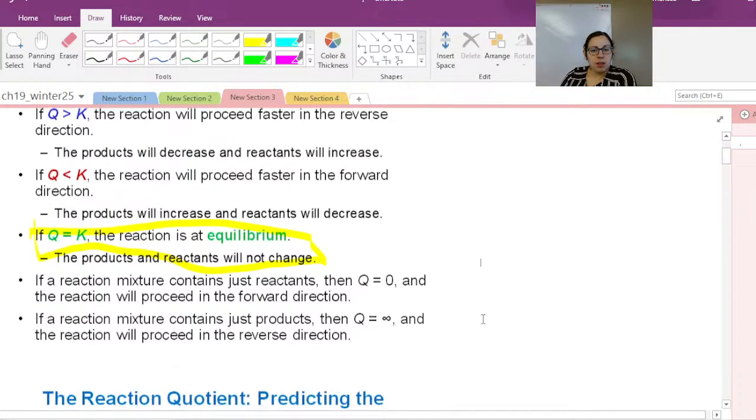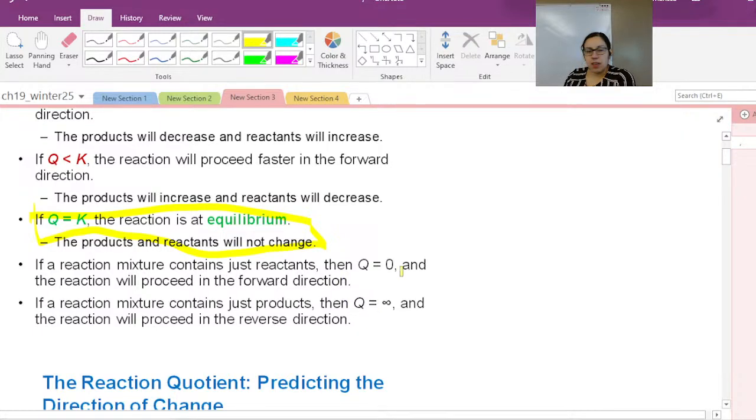This is just saying what we were already understanding with our conditions. If we just have reactants, then Q is 0 and it goes in the forward direction. If it's just products, then it goes in the reverse, which is pretty self-explanatory.